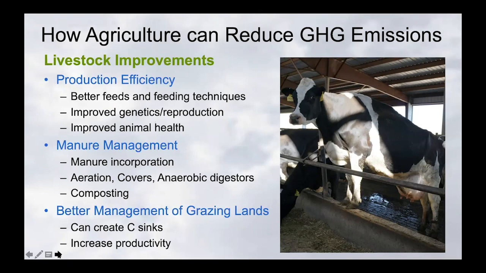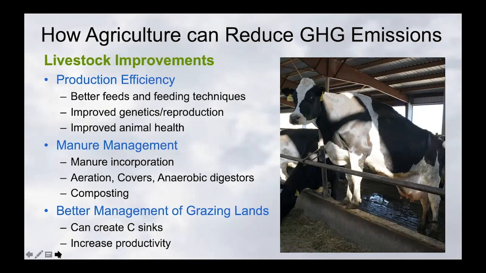Manure management, we can do a lot there. If you apply manure to a field, incorporate it right away. That helps do a lot. As far as greenhouse gas emissions, aerating the manure actually helps reduce the greenhouse gases that are being produced. Or we can put on covers or use anaerobic digesters and try to capture that methane a different way. Composting is beneficial.